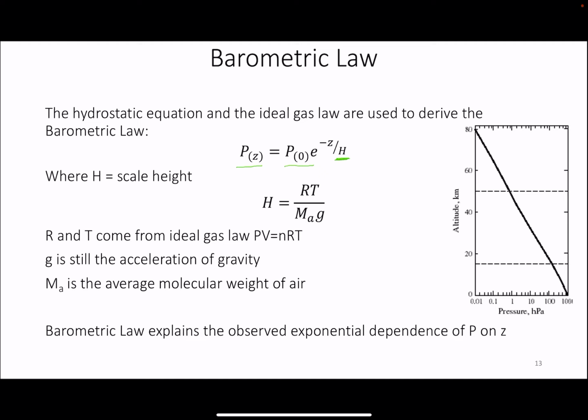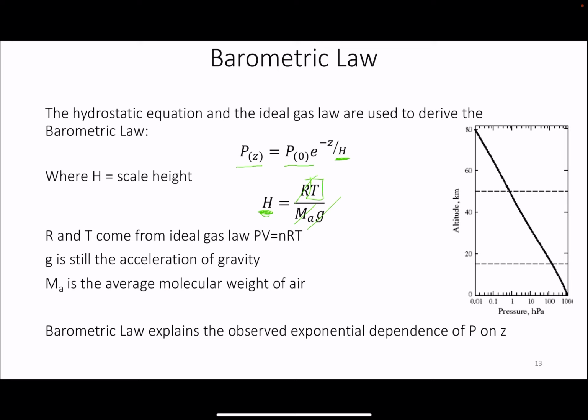So you can see the influence of the ideal gas law here, because you've got R, the ideal gas law constant, you've got T, temperature, you've got the average molecular weight of air, and g is the acceleration of gravity. So R is a constant, M_a is basically a constant, right? The average molecular weight of air isn't changing, and g is constant, which means that this H scale height value is only varying as a function of atmospheric temperature. Okay, so that's all that this H component is.